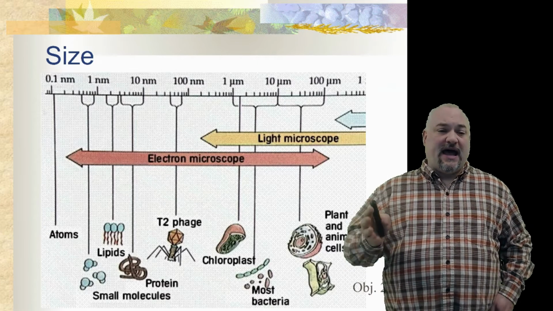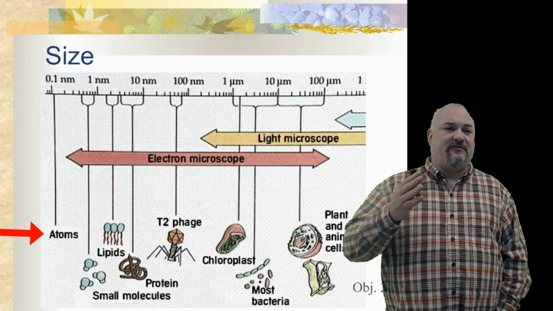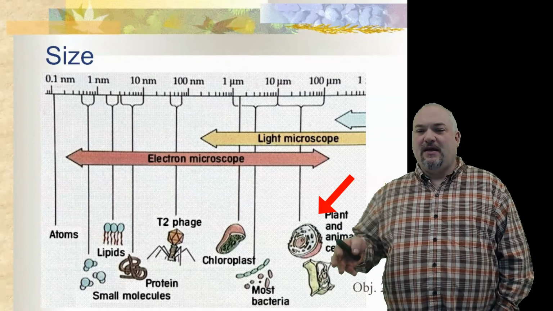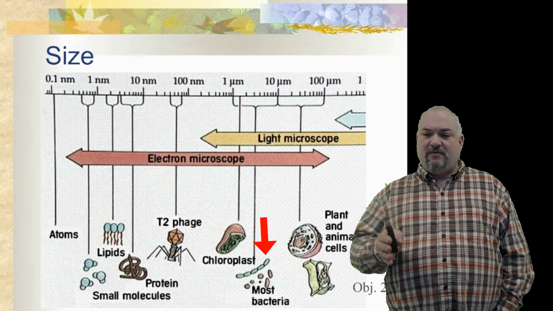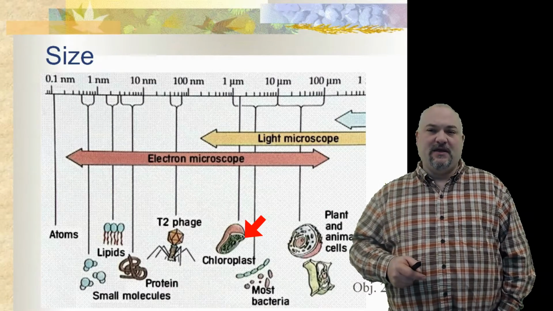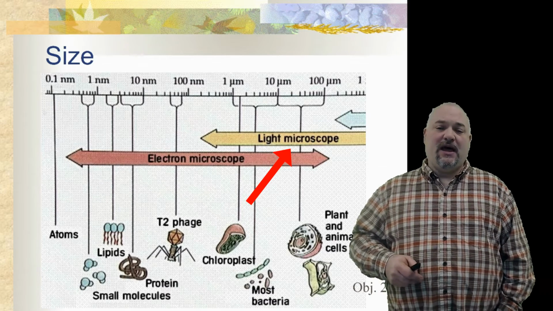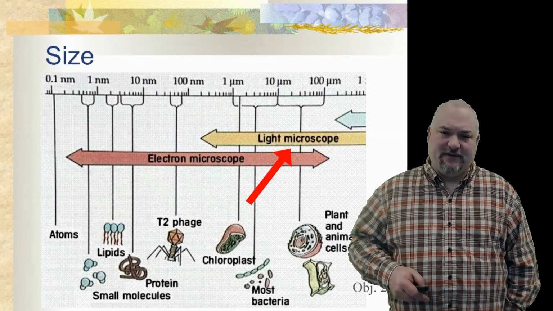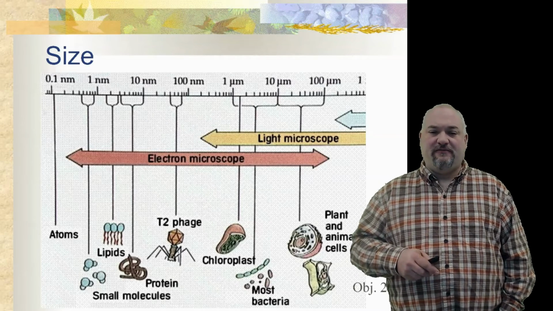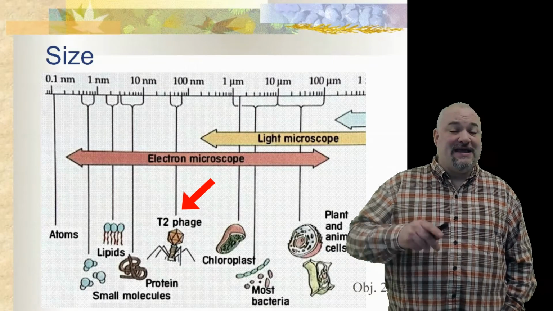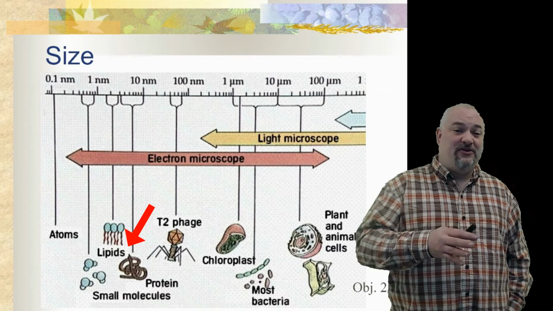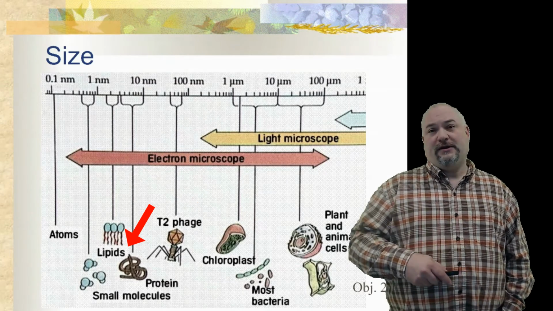We can see here on this diagram, atoms on the very left, and plant and animal cells on the very right. The range for bacteria is in the same general area as, say, a chloroplast there. So we can make them out with a light microscope, but they're really difficult to see. Then if we go further to the left, we can see a phage. That's actually a virus that infects bacteria. And below that, we're getting into the size of molecules like proteins and lipids and water down there.